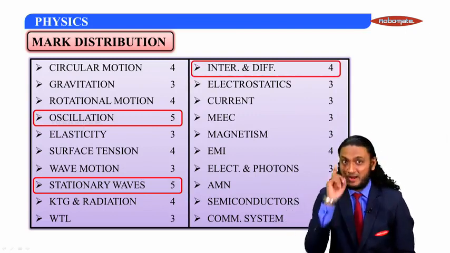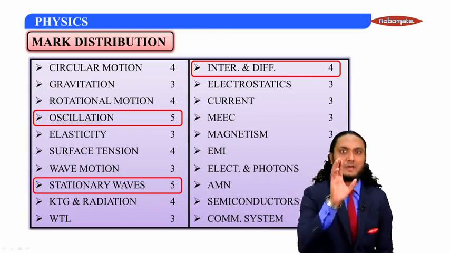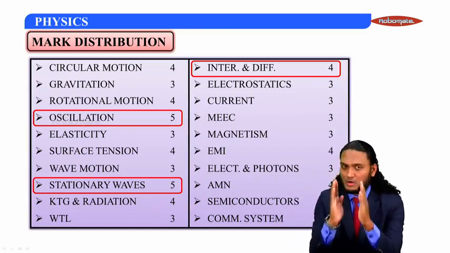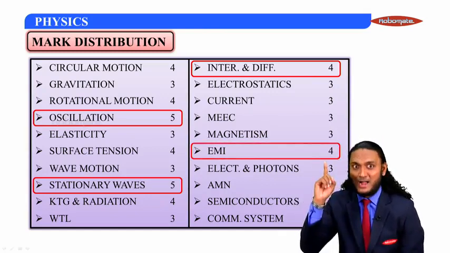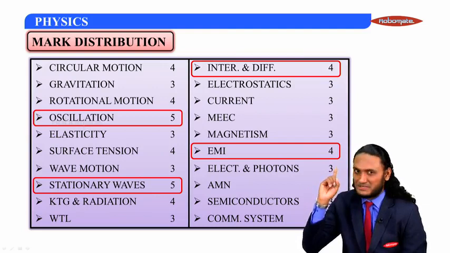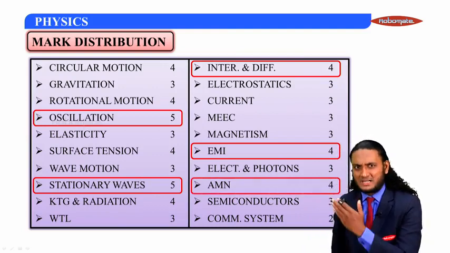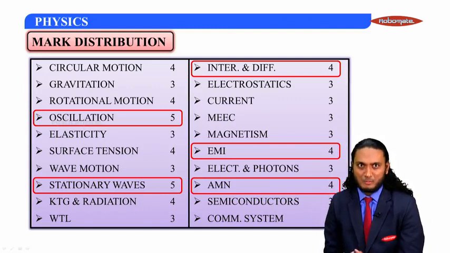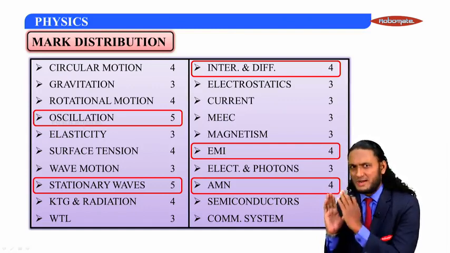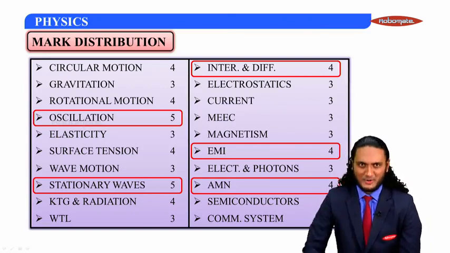Then we have interference and diffraction for 4 marks. There also we have numericals which are very, very important for the board examination. Try to cover the textbook numericals. Then in part 2, we have EMI, electromagnetic induction, another important chapter for 4 marks. There can be numericals from this, so try to cover it. Then the next important one is atoms, molecules and nuclei, again for 4 marks, which can contain numericals in your board exam. Are you understanding? So for all these chapters, try to do the numericals very nicely. I'm very sure you can do it, don't worry.